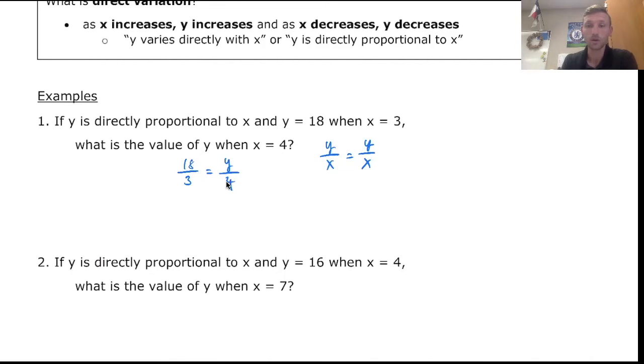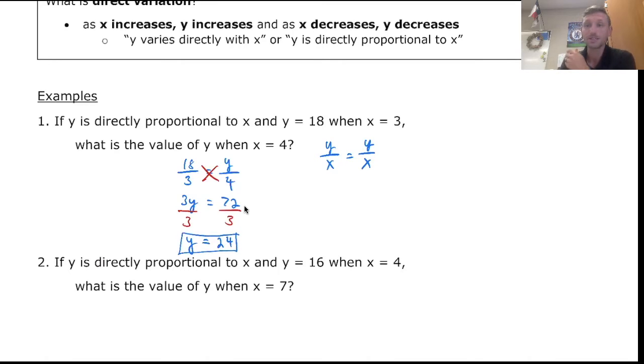So I'm going to do 18 times 4 and Y times 3. I'm just putting that X to show you that I'm cross multiplying. So 18 times 4 is 72, and 3 times Y is 3Y. From here, if I'm solving for Y, I just have to divide both sides by 3. And I'm going to get Y equals 24.